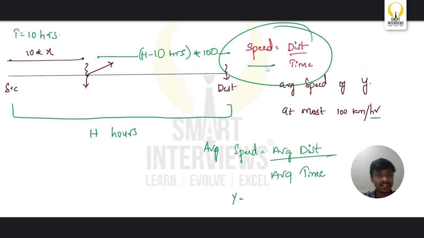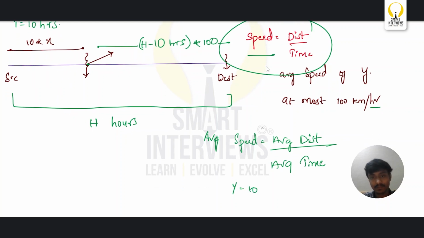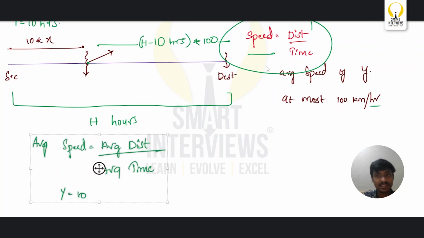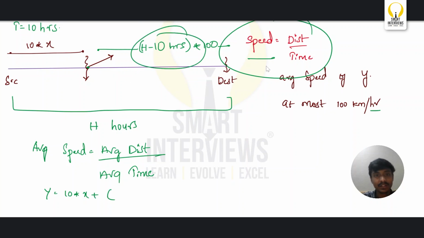That is, first I covered 10 into x kilometers, right? I covered 10 into x kilometers, and the remaining distance I'm going to cover, that is plus, for these many hours, that is h minus 10, with a max of 100 kilometers per hour.